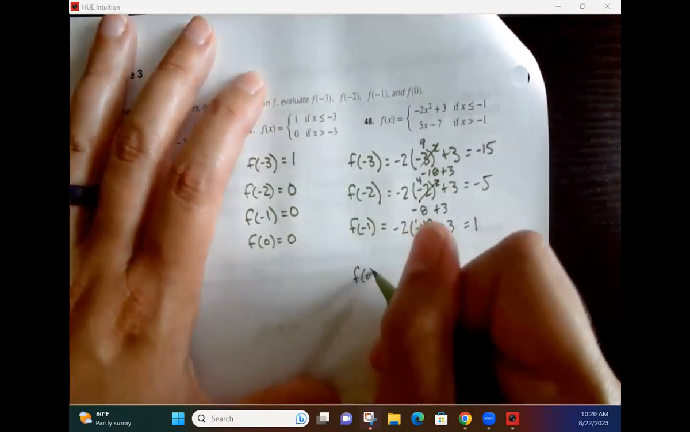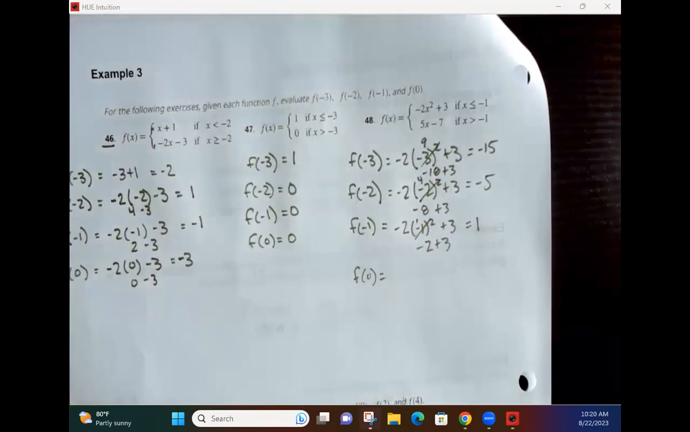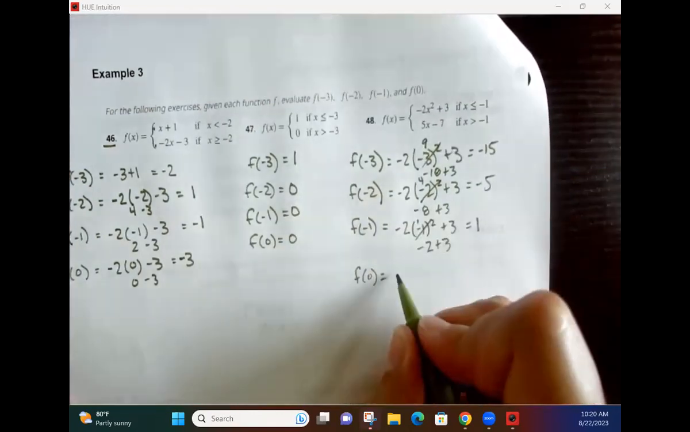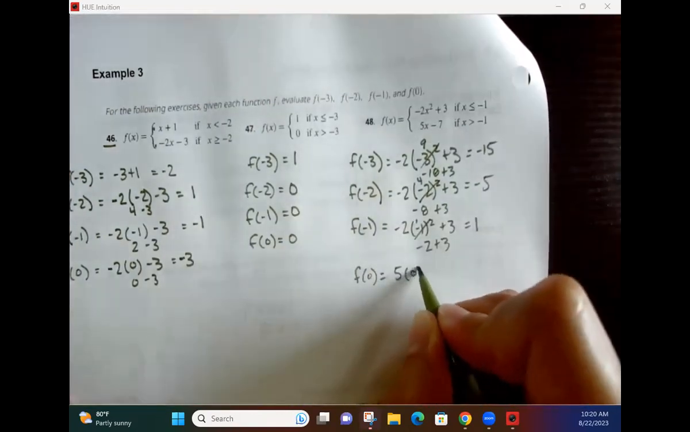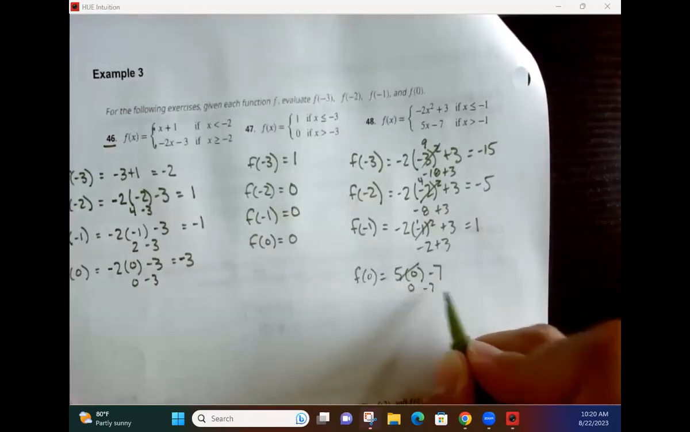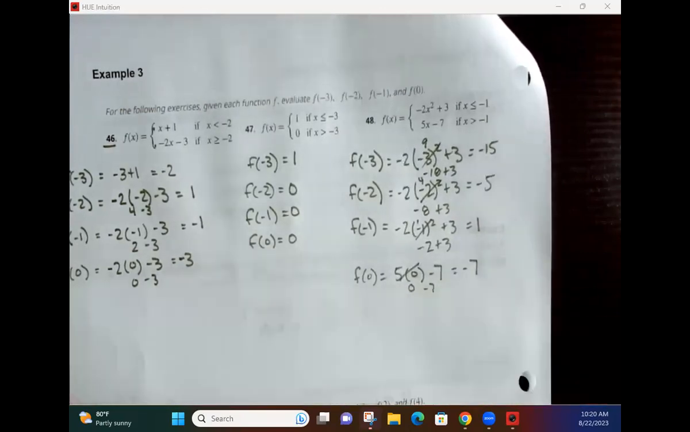And then finally, f of 0 here. This one goes into the bottom, greater than -1. So 5 times 0 minus 7. That's 0 minus 7. So -7.